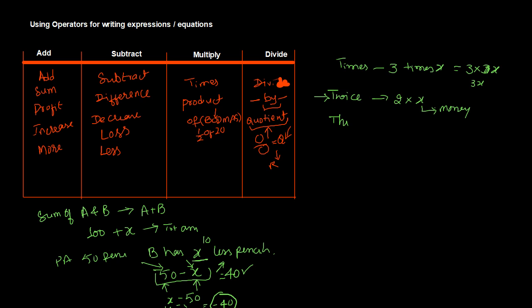Same thing goes with thrice. So that is 3 times x. This can take any value. Either you have money, pencils, chocolates, anything. So that's the value you get. That is 3x.